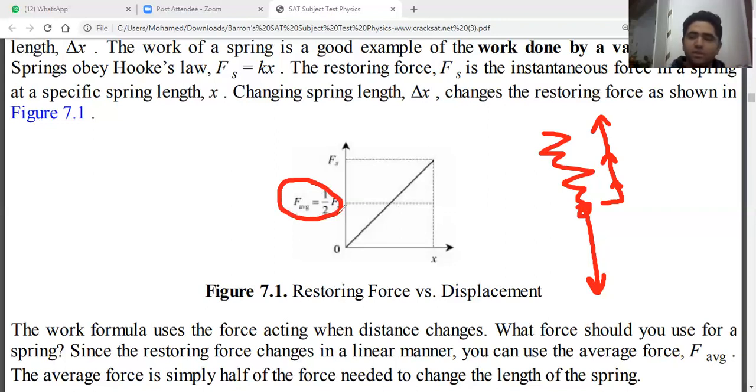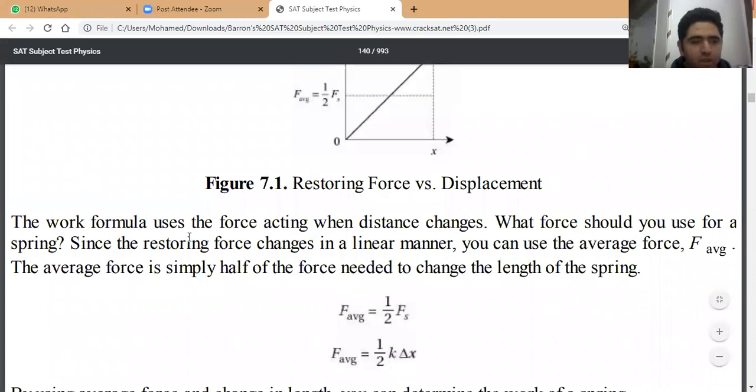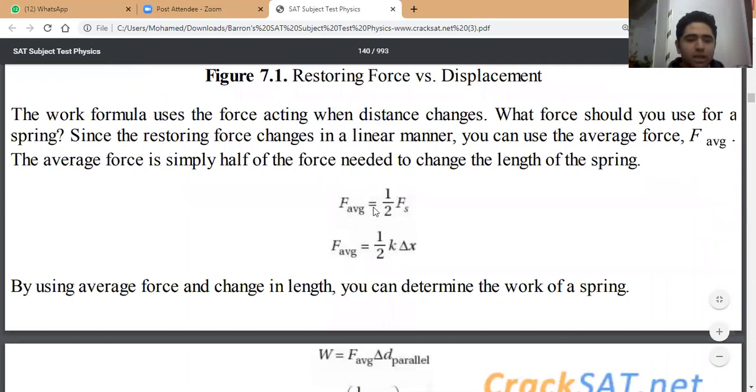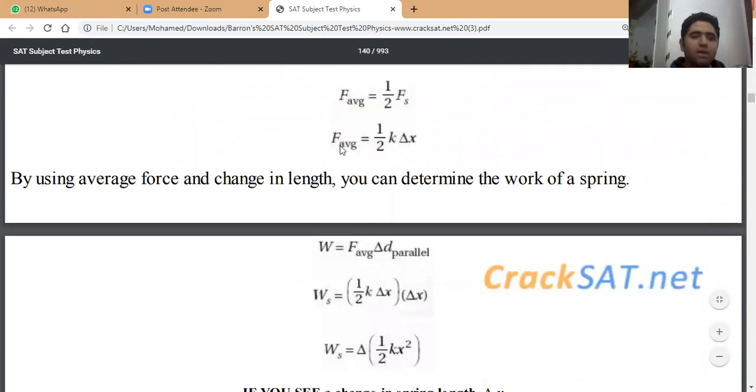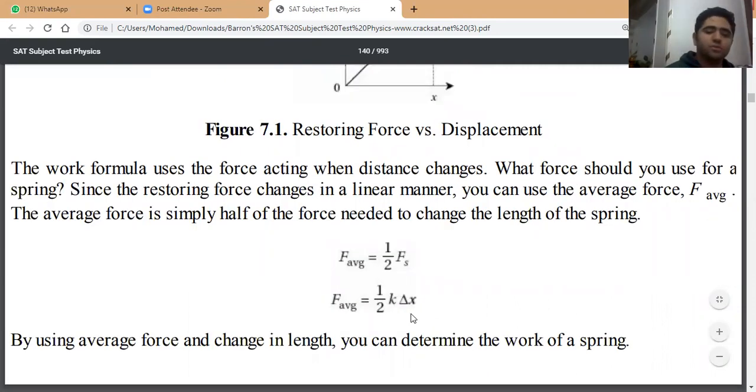So the point of this part of the lesson is to show you how we bring in the potential energy of the spring. It's pretty important, right? Okay. So the work formula uses the force acting when the distance is changing. So this is normal. Favg is equal to half kx. Okay. Hopefully this makes sense.